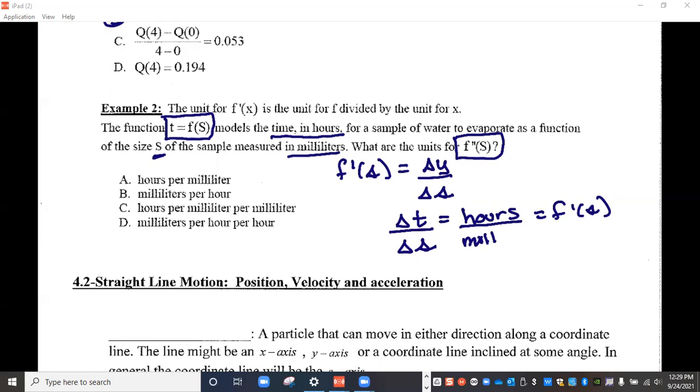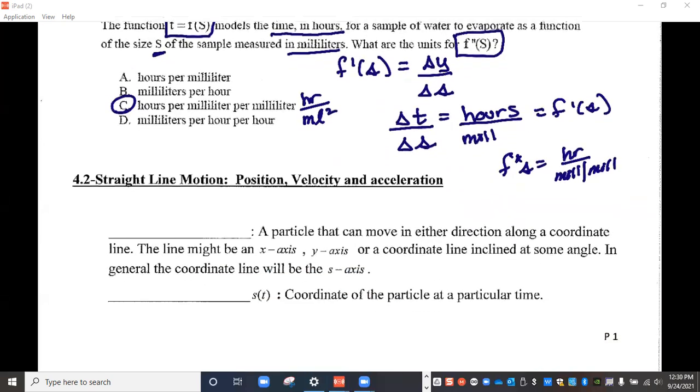What do you think the units of the second derivative would be? Yeah, squared, so hours per milliliter squared. So for my second derivative, it's going to be hours per milliliter squared. So it has to be choice C. You can also write this as hours per milliliters squared. That's acceptable as well. So just make sure you're comfortable writing the units when we get into these application problems.